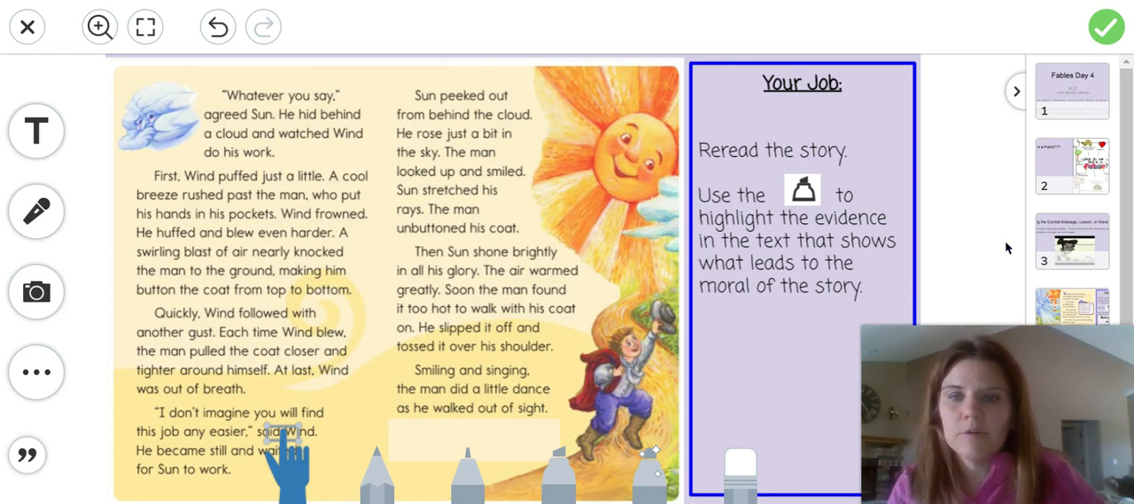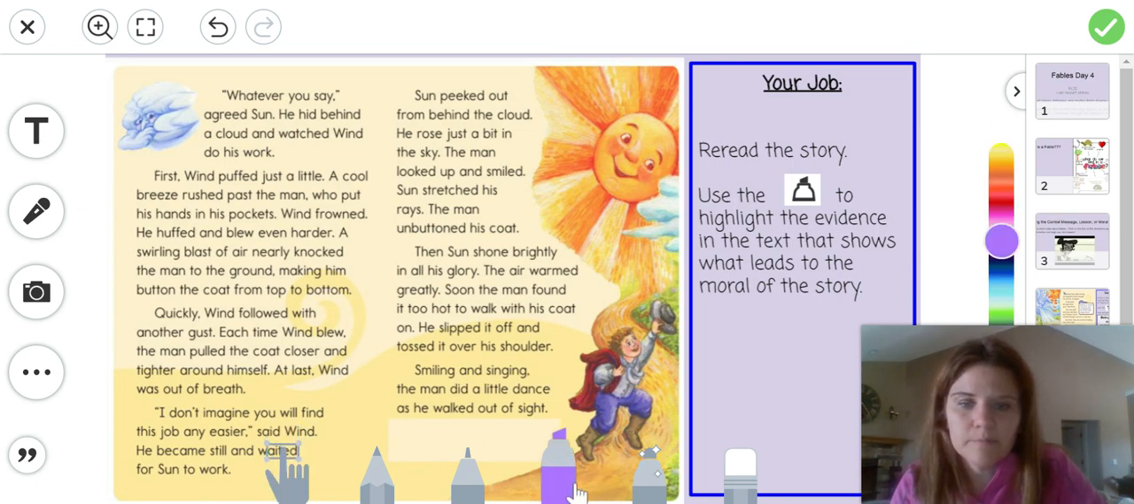Whatever you say, agreed Sun. He hid behind the cloud and watched as Wind did his work. He puffed a little. Cool breeze rushed past the man. He put his hand in his pocket. Okay, so I actually think that might be part of it right here. He puffed and he made a cool breeze. It rushed past the man and it made the man put his hands in his pockets.